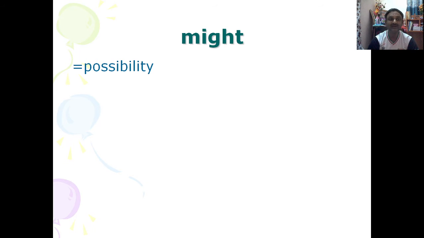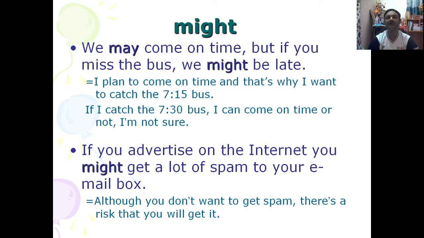Next is might. Might conveys possibility. So we may come on time, but if you miss the bus, we might be late. Which means I plan to come on time and that's why I want to catch the 7:15 bus. Or if I catch the 7:30 bus, I can come on time or not, I am not sure. In the next example, if you advertise on the internet, you might get a lot of spam to your email box, which means although you don't want to get spam, there is a risk that you will get it.